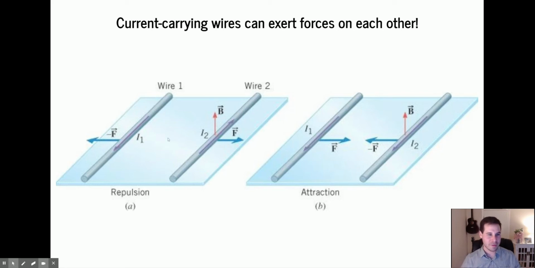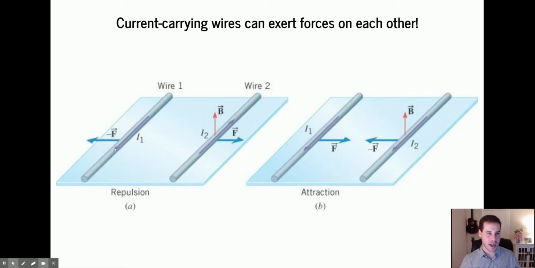On the left, I'm looking at the repulsion example, and I can see that there's a little red arrow labeled B here. That's the magnetic field that wire 2 is exposed to. Well, where did that magnetic field come from? It probably came from wire 1, because we know that wires can create magnetic fields. So let's just start with wire 1. Let's see where the field came from, and then we'll go from there.